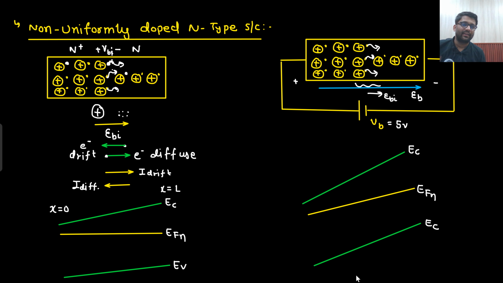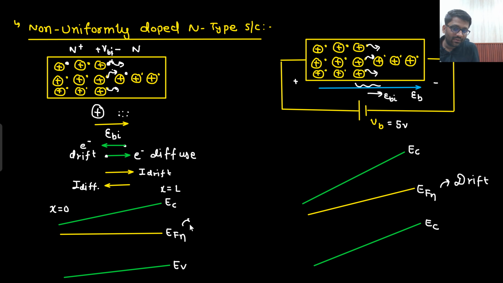The same thing we discussed here. The drift current would be increased, because the electric field has been set up more. Previously, whatever diffusion was there, that diffusion also became a bit lesser. Along with that, the drift has increased more. So this current is dominated by drift.